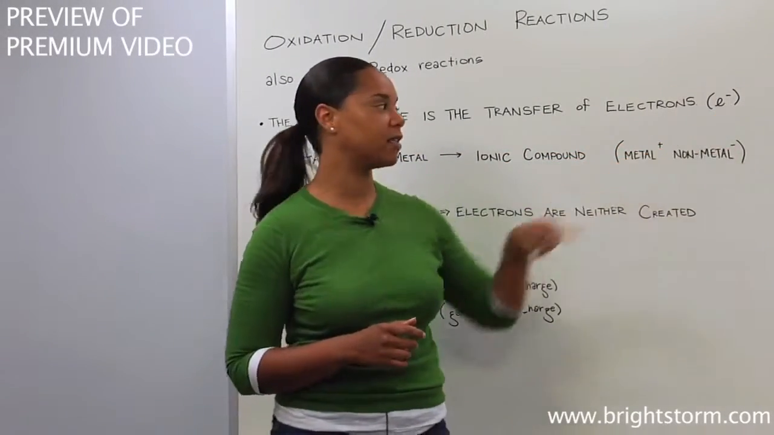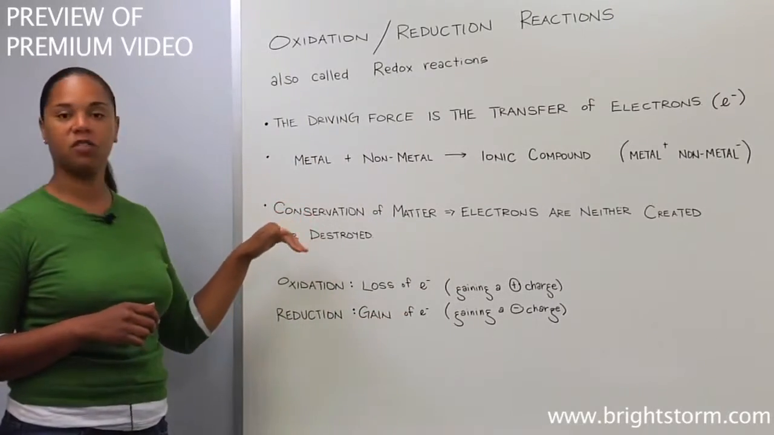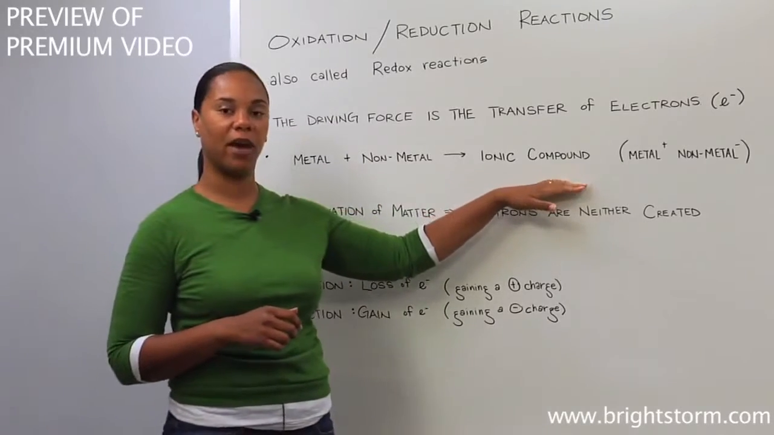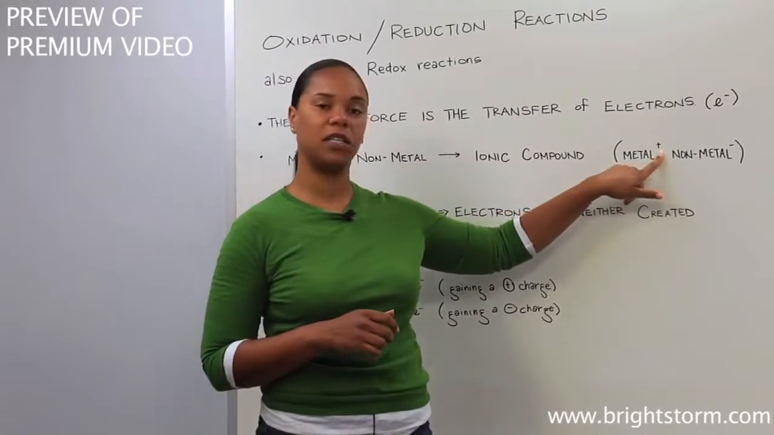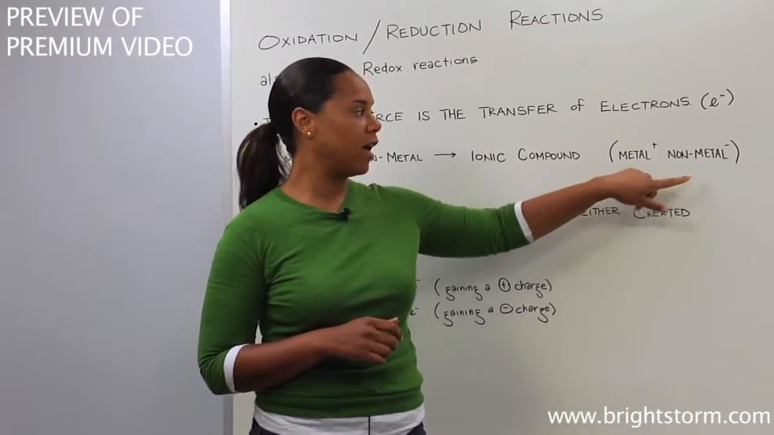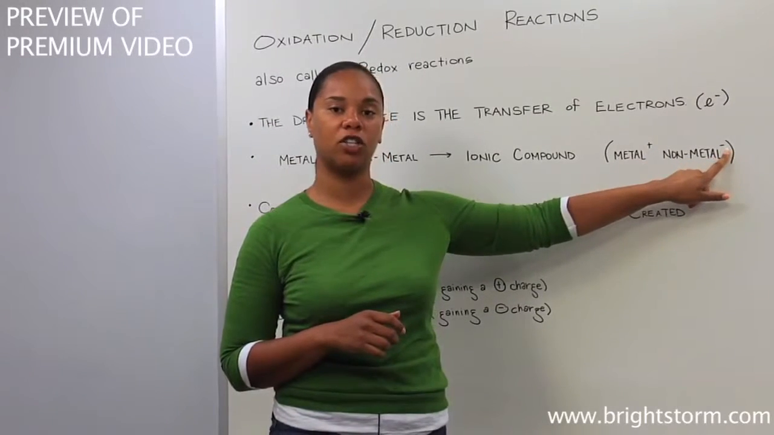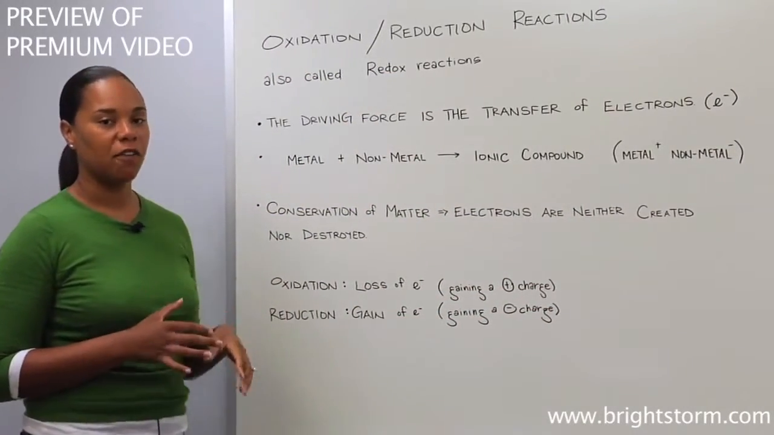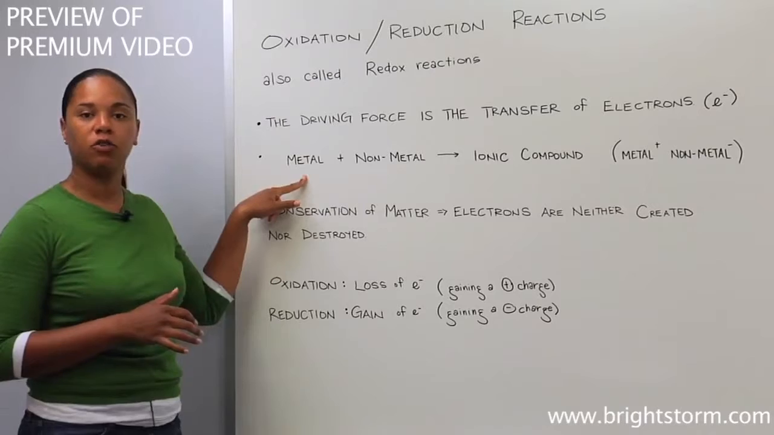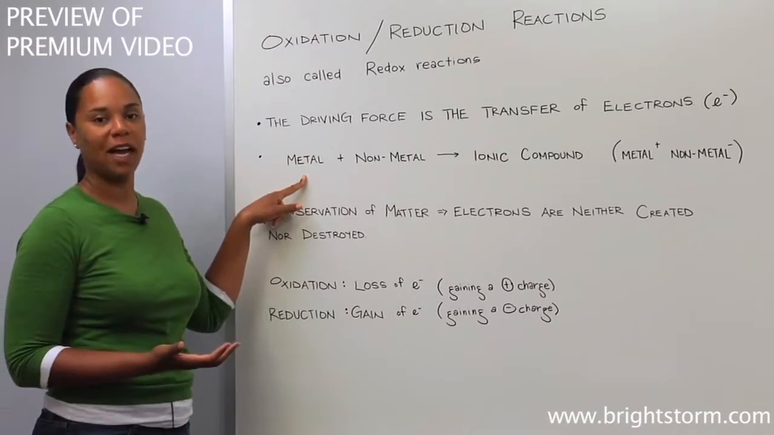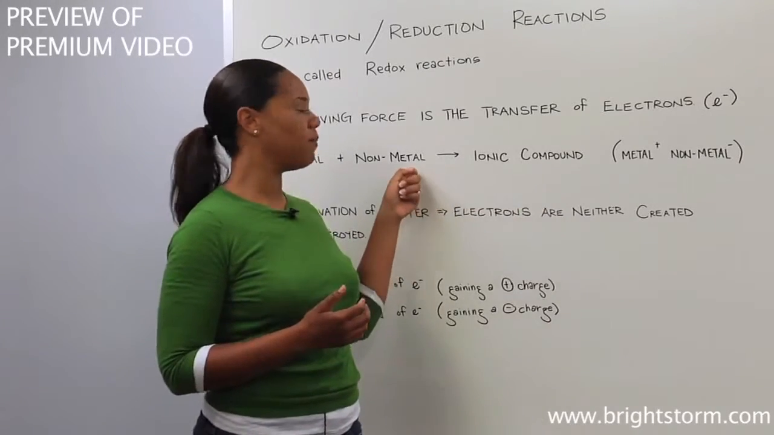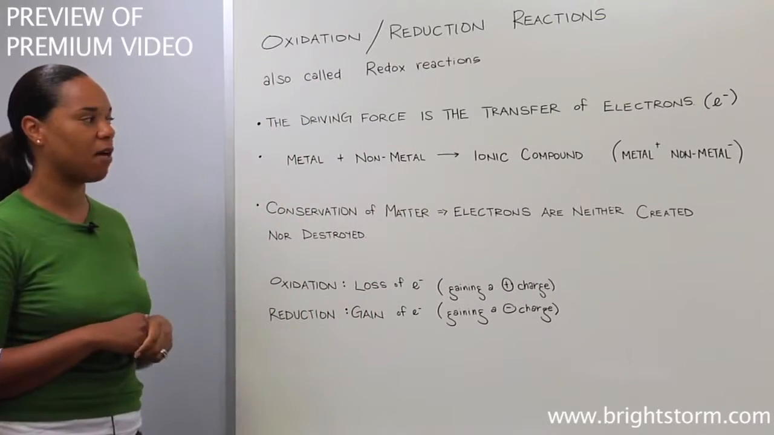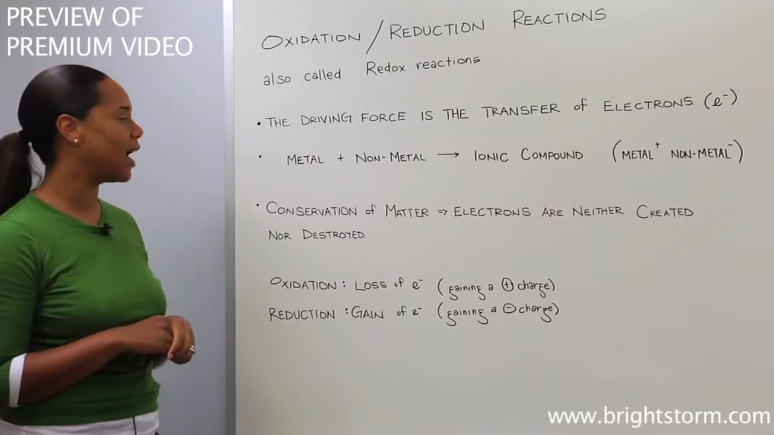So redox reactions usually occur between metals and nonmetals to form an ionic compound in which the metal becomes a positively charged ion or a cation and the nonmetal becomes a negatively charged ion or an anion. You'll recall from your knowledge of the periodic table that metals, group 1 and group 2 elements, usually become cations, and nonmetals from the right side of the periodic table become negatively charged ions.